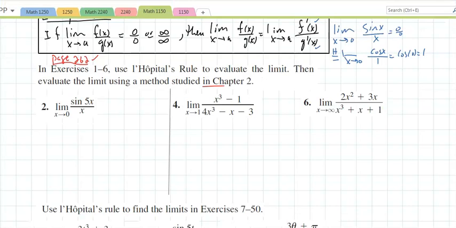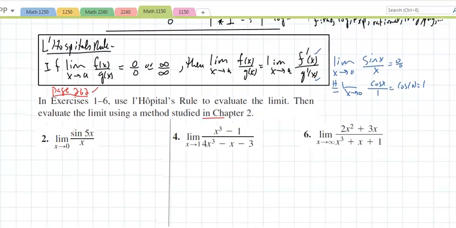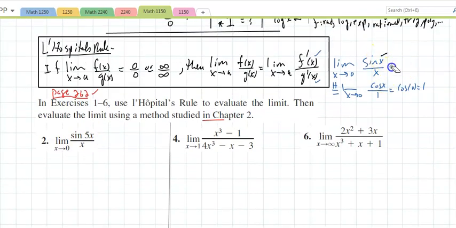On page 262, directions: use L'Hopital's rule to evaluate the limit, then evaluate the limit using the method studied in chapter 2. So in chapter 2, the way we worked this out, we really stated, well, if I really want to take this limit, I will need to make use of the limit as x approaches 0 of sine of x over x. That's a 1. That by itself, I could have used L'Hopital. I could have said, look, that's 0 over 0. Every time I use L'Hopital, I have to put that H on the equal, so you tell me that you're using L'Hopital. And be careful with L'Hopital. It's not the quotient rule. It's the derivative of the top divided by the derivative of the bottom.